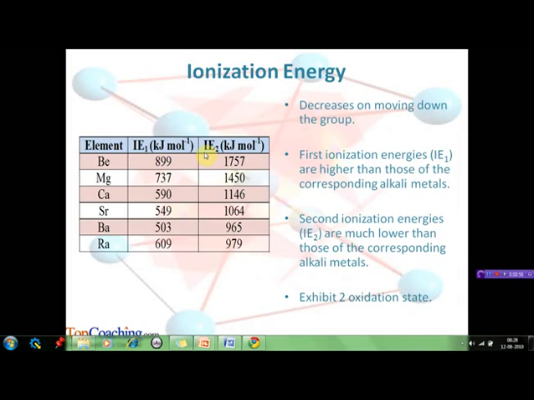decreases. The first ionization energies of alkaline earth metals are higher than those of the corresponding alkali metals because of their smaller size. And the second ionization energies are much lower than the corresponding alkali metals because the alkaline earth metals acquire noble gas configuration on losing 2 electrons. Therefore, they readily exhibit oxidation state +2.